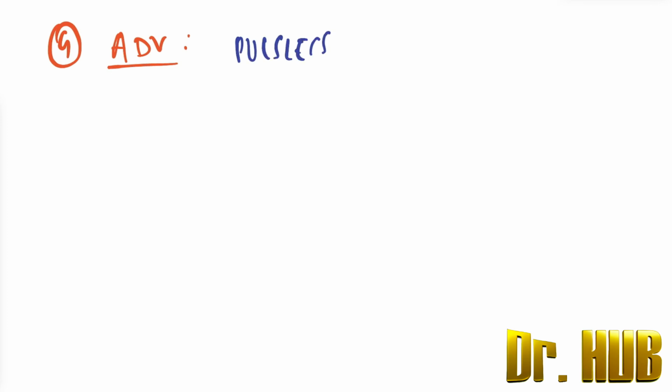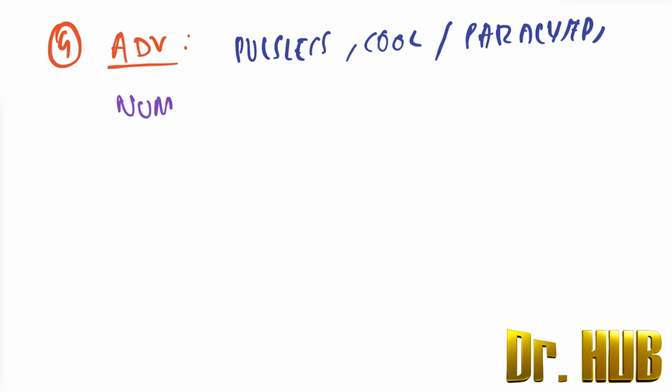Then lastly we move on to the advanced variety. So 4 is for advanced: it is pulseless, cool, paralyzed and numb, without capillary refill.